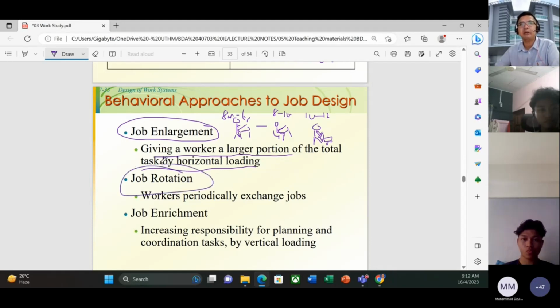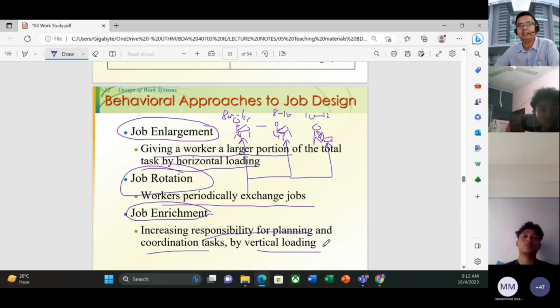Meanwhile, for job rotation, the worker practically exchanges the job, so it is not only the same motion repeated again and again. Meanwhile, for job enrichment, we increase the responsibility for the planning and coordination of tasks by vertical loading. So this is the difference between enlargement, rotation, and enrichment.